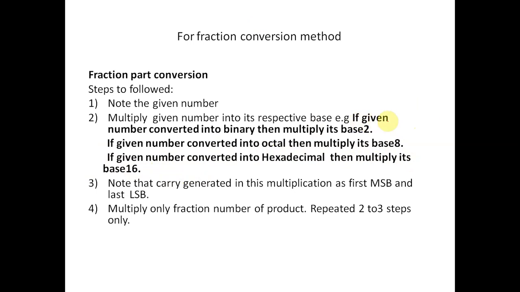Again I repeat, if the given number is converted into binary, then multiply, not divide. Remember it, in the fraction conversion method the multiply procedure is used, and in the integer part conversion the divide procedure is used. Multiply by its base 2. If the given number is converted into octal, then multiply by its base 8. If the given number is converted into hexadecimal, then multiply by its base 16.